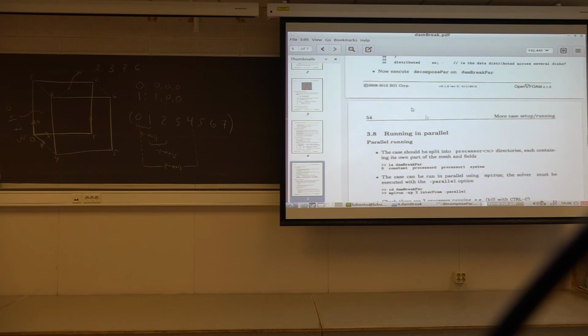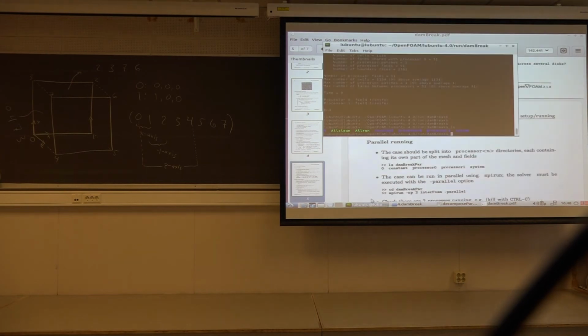mpirun minus number of processors 2, interFoam minus parallel. So now he should run much faster if he wants to start. Thank you. Now he uses 2 CPUs.